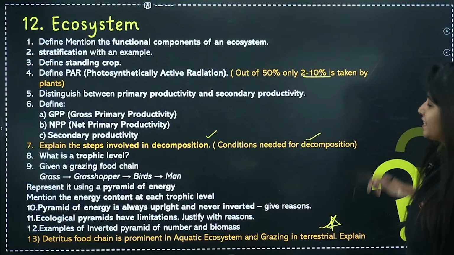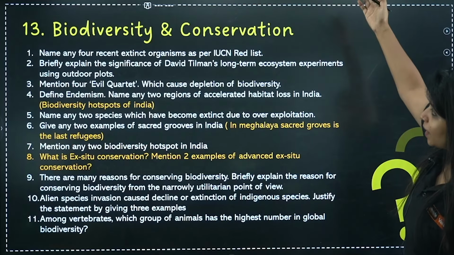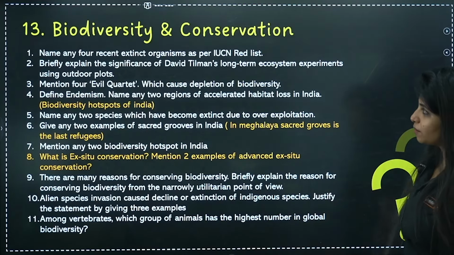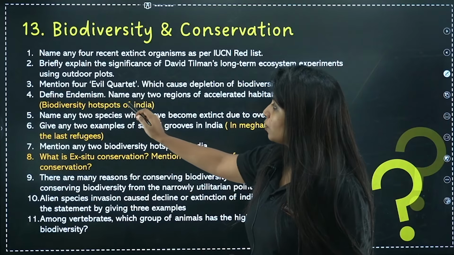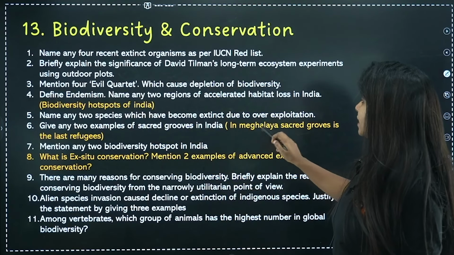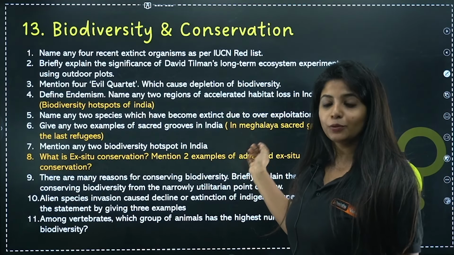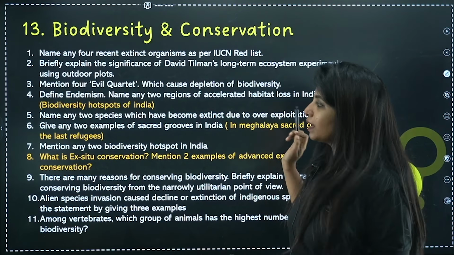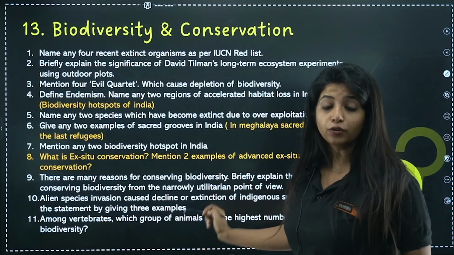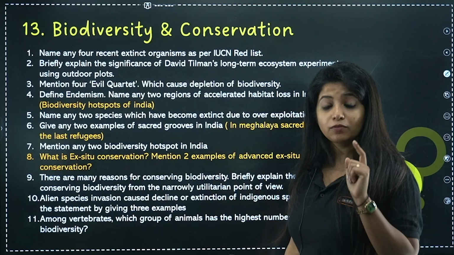Cool? Yes. Now, the 13th chapter, that is biodiversity and conservation. These are the very important topics. Over here, biodiversity hotspots of India, know them. In Meghalaya, sacred groves are the last refuge. Sometimes they give Rajasthan or Madhya Pradesh. Do not make that mistake. It's just Meghalaya. And please know the examples of sacred groves, all of them. Do not just study two of them, study all of them.